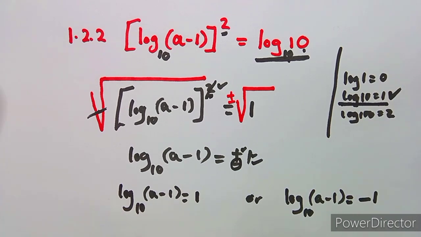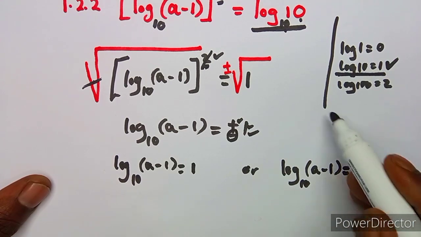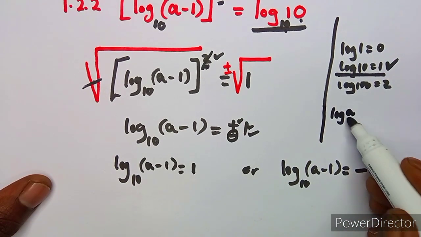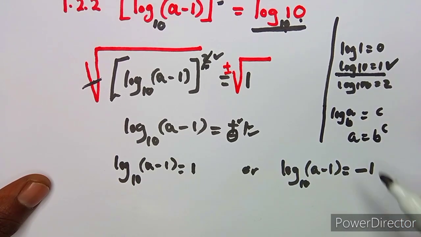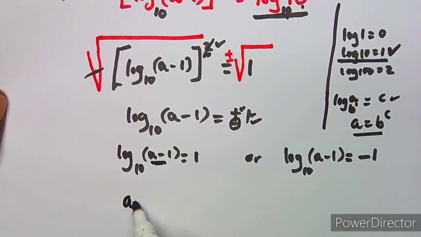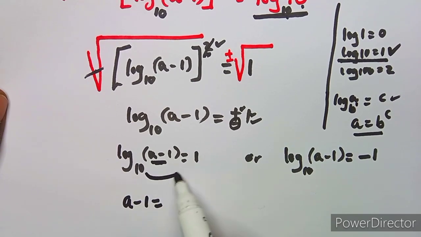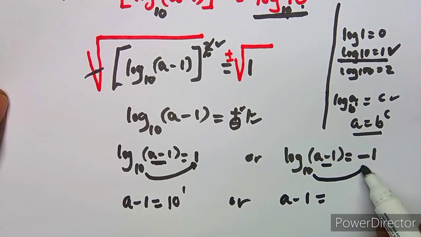Remember, guys, that we have a great relationship between log form and exponential form, where I told you that log a in base b equal to c is the same as a equal to b to the exponent of c. This is exponent form, this is log form. So we have this a minus 1 in terms of a. So a minus 1 is equal to 10 to the exponent of what? Of 1, and 10 to the exponent of 1 is the same as 10. We have the same thing here. A minus 1 is equal to 10 to the exponent of what? Of negative 1 on that side.